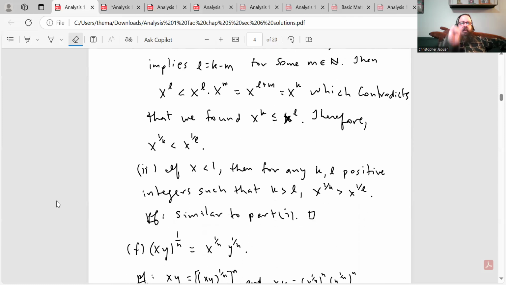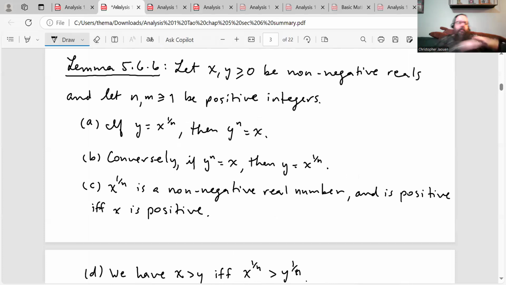Part two I skipped because it's similar to the first part, but the proposition says this: if x is less than 1, then for any k, l positive integers such that k is greater than l, x to the 1 over k is greater than x to the 1 over l. Like I said, I skipped the proof for that because it's similar to part one. There's also part three that I actually just forgot to write down, which was, let me just show you here.